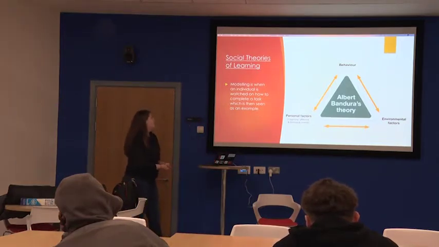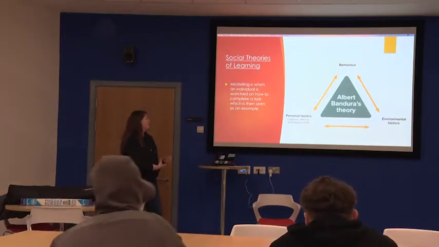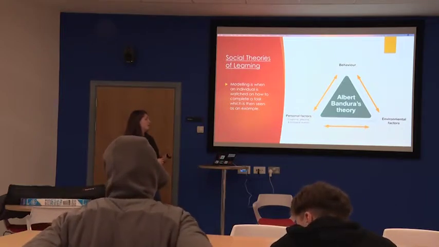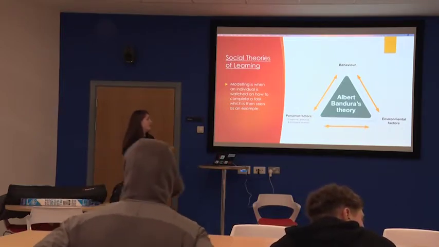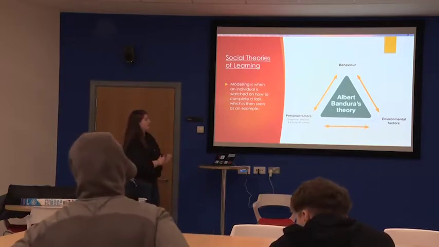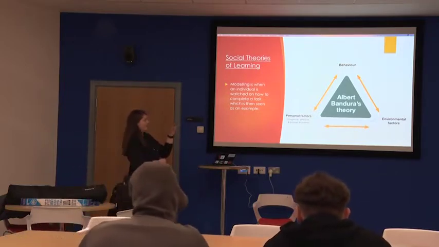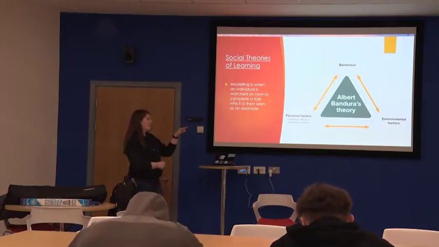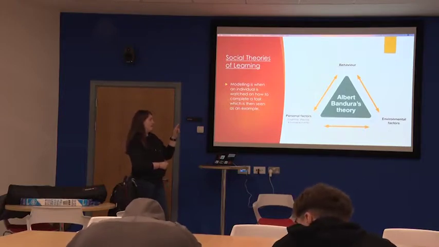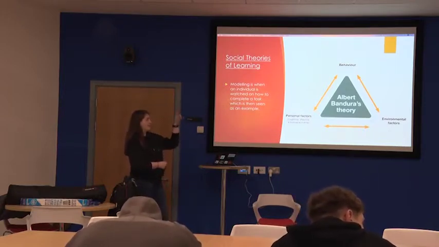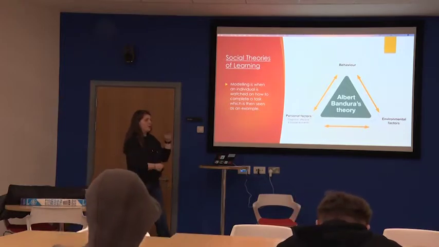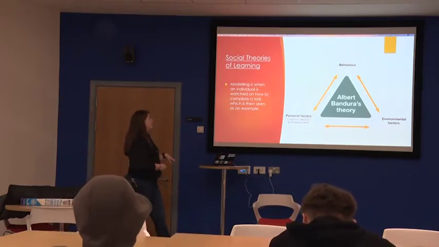So modelling is when an individual is watched on how to complete a task, and then that is seen as an example, and then somebody else goes on and uses it themselves. So that little triangle is from Bandura's theory, and it just shows how he believes everything links. So you observe a behaviour which is influenced by different environmental factors, and then the personal factors, and then that changes your behaviour again. So it's a cycle that keeps going round depending on where you are, who you're with, and what you have available to you.